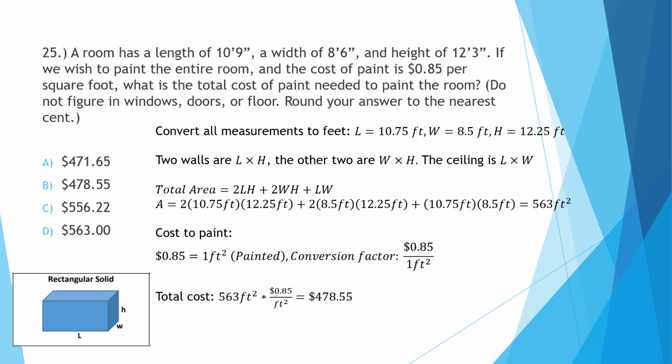The cost to paint is $0.85 per square foot, so we can use the conversion factor, $0.85 per 1 square foot, and multiply it across our 563 square feet. Notice that square feet cancels out and leaves us with $478.55.